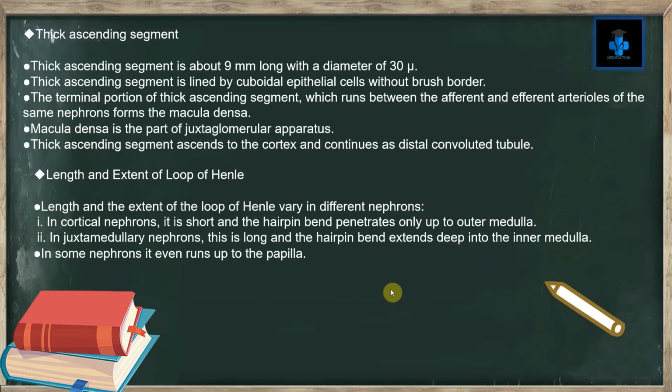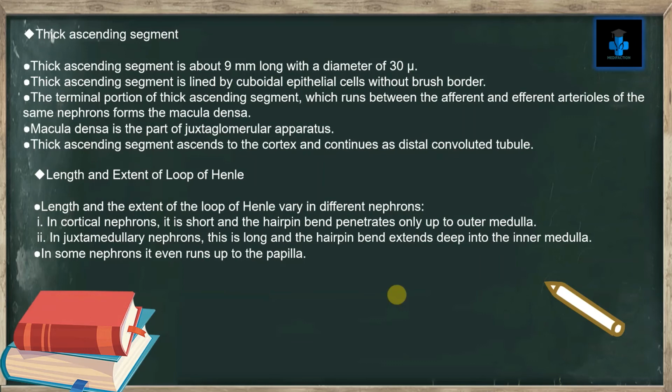Now let's talk about the thick ascending segment. Thick ascending segment is about 9 mm long and has a diameter of 30 micron. Thick ascending segment is lined by cuboidal epithelial cells without brush border. The terminal portion of thick ascending segment, which runs between the afferent and efferent arterioles of the same nephron, forms the macula densa. Macula densa is the part of juxtaglomerular apparatus. Thick ascending segment ascends to the cortex and is continued as distal convoluted tubule.